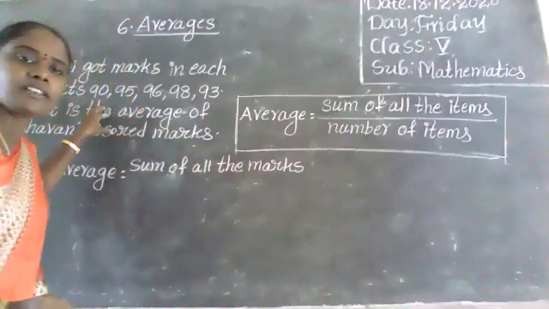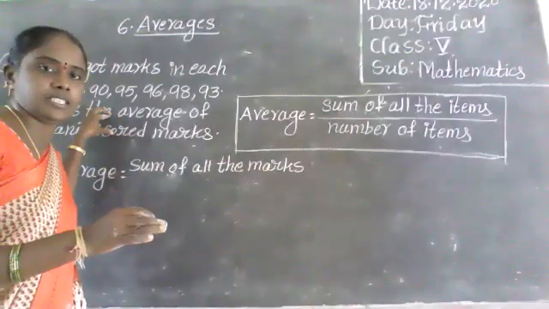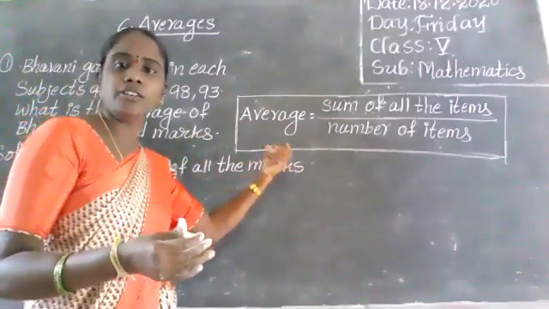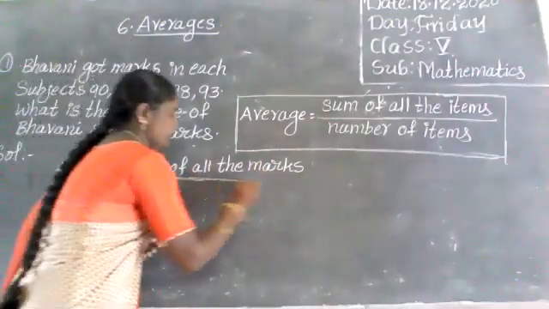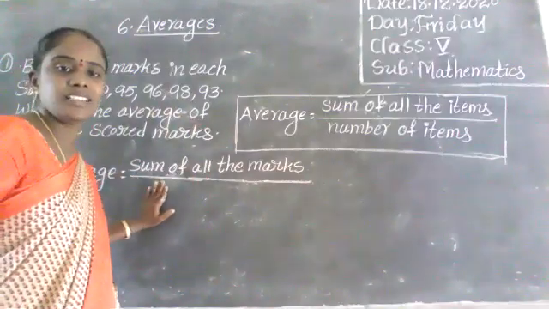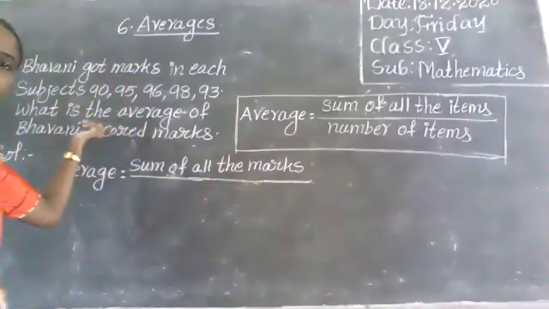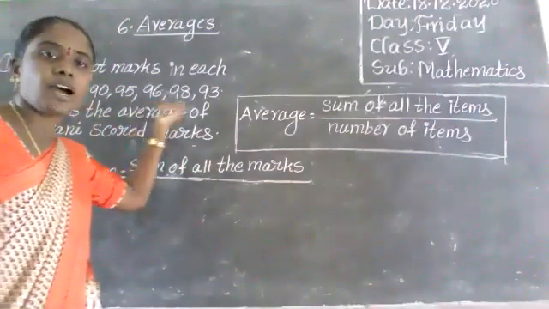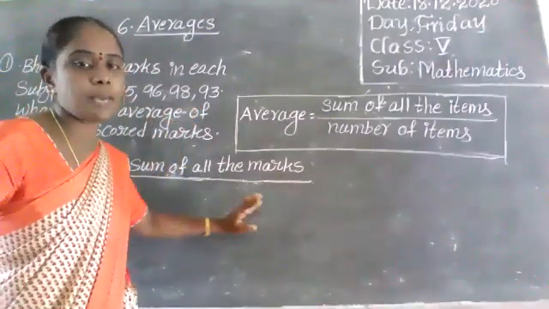For example, if 5 students' weights, or 5 students' scores in one subject are given, we have to write according to the problem. Okay, did you understand, children? Sum of all the marks by number of subjects. Here, number of items means we have to find what each subject is. In this problem, each subject's marks are given, so we write number of subjects.